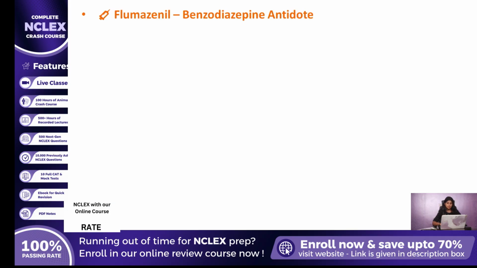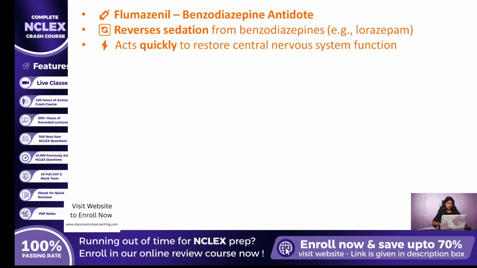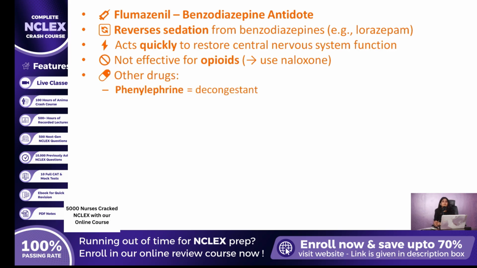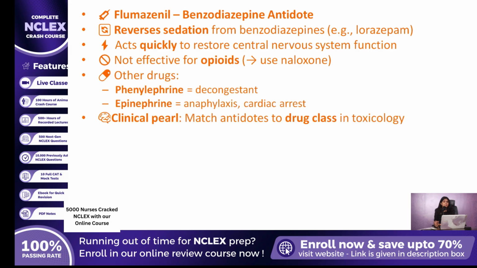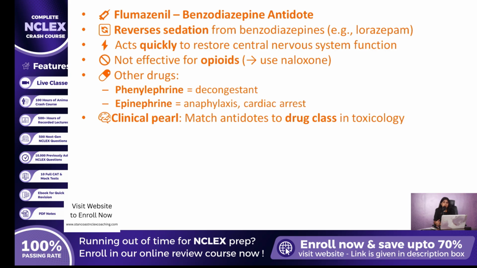Here is the rationale. Flumazenil is a benzodiazepine receptor antagonist and the specific antidote used to reverse the sedative effects of benzodiazepines, such as lorazepam. It acts quickly to restore central nervous system function. Phenylephrine is used as a decongestant. Epinephrine is indicated for anaphylaxis and cardiac arrest, and naloxone is effective for opioid overdoses, not benzodiazepines. Clinical Pearl. Always differentiate which reversal agents correspond to which class of medications in toxicology scenarios.